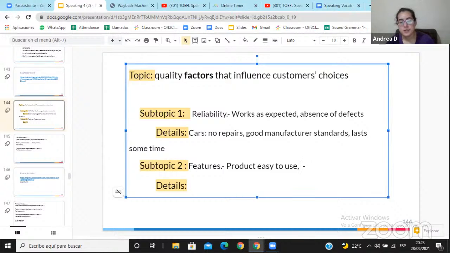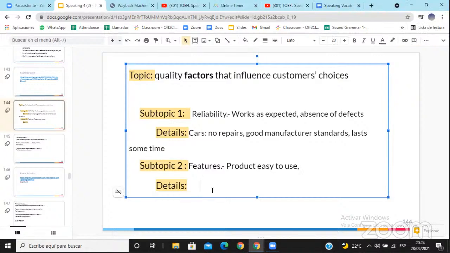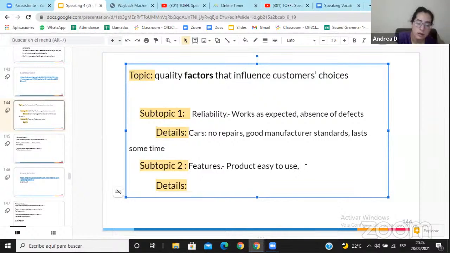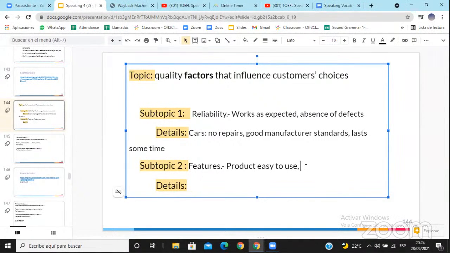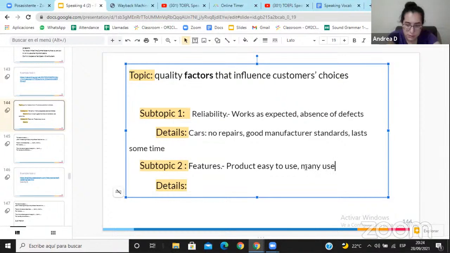I think features are like these extra characteristics or extra things that you add to a product that make them, as you say, easier to use and maybe more appealing to the customer. So those are not really necessary things, but they attract the consumer. Okay. Many uses. And what about the example? I'm sorry? That have many uses. Okay, yes, they have many uses. You can have different things. All right. Okay, so what about the example?